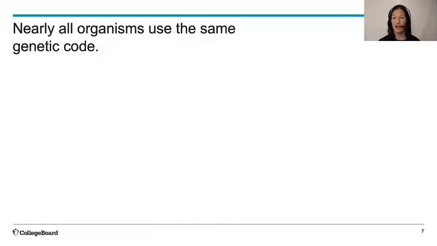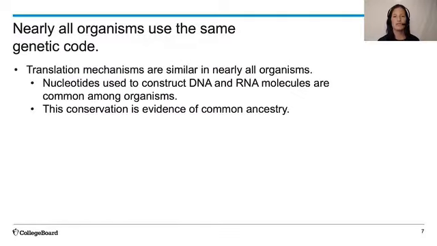We have this genetic code, and the reason that reverse transcriptase, those retroviruses, work is that all organisms use the same genetic code. These translation mechanisms are similar in nearly all organisms. And so the nucleotides that we use to construct the DNA and RNA are common among organisms. We use this as evidence of common ancestry. So we're seeing the same mechanisms in nearly all organisms.